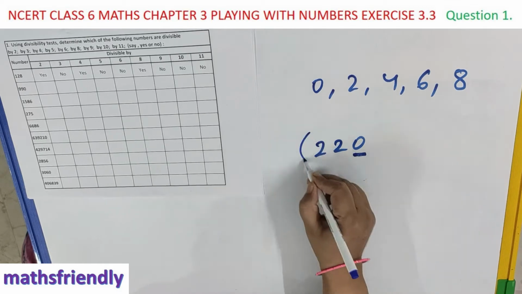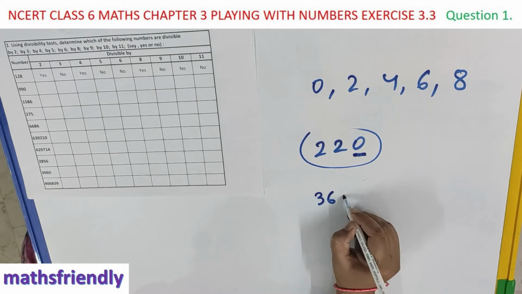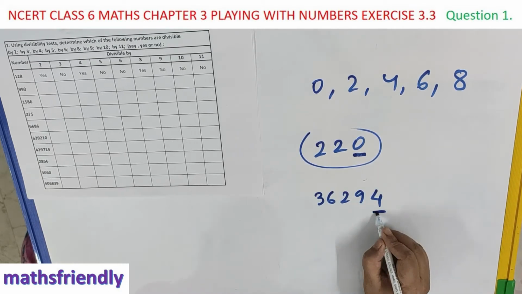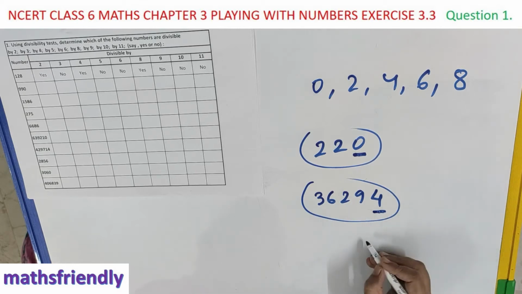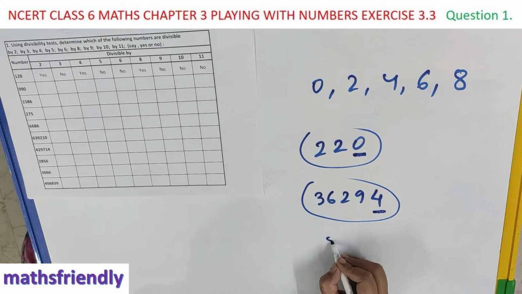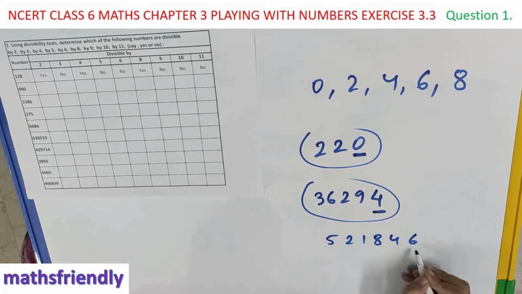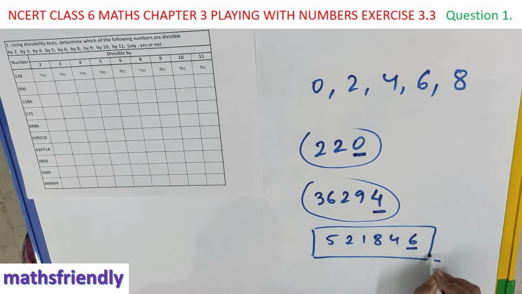Like 220, the units place has digit 0. It means this number is divisible by 2. If a number is 36294, what is the units place of this number? The units place is 4. It means this number is divisible by 2. If a number has 6 in its units place, like 531846, so the units place has 6, so this number is divisible by 2.